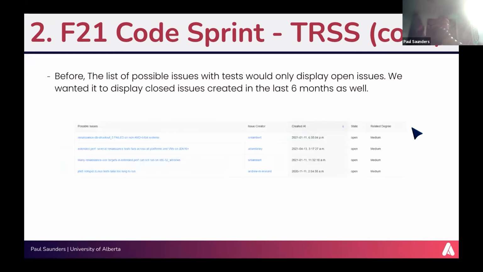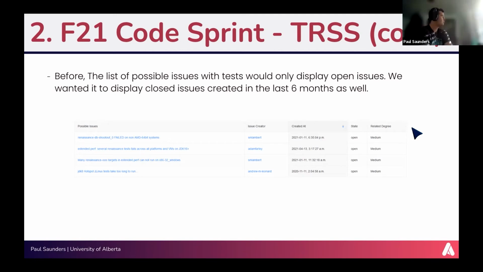And then another thing that we did with TRSS is we changed it to list all of the possible issues, including closed. And so as an analysis tool, you might want to compare different tests that are similar to see if one has an effect on the other, or if one test can have an influence on another, or might provide some advice to another. But previously, it was only showing open issues.